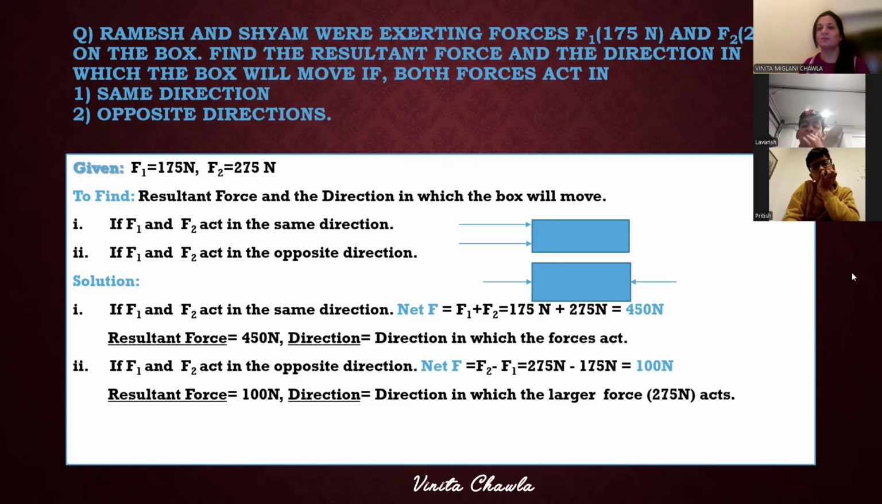In the first case, 450 Newton is responsible for the motion of the object. So the object can move faster in the first case because we are getting a greater force, 450 Newton. While in the second case, when the forces are acting in opposite directions, we are getting a smaller quantity. It is just 100 Newton, and the object will move with less speed and towards the direction in which the larger force is acting. Now, please write the solution.